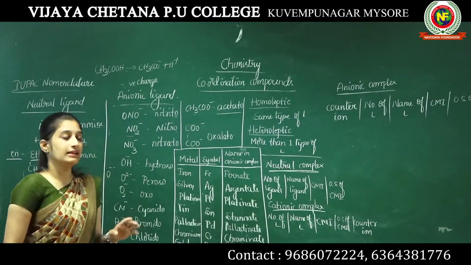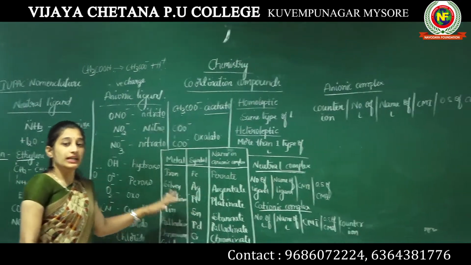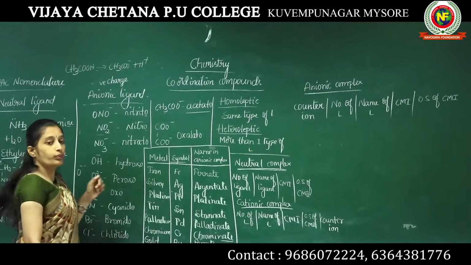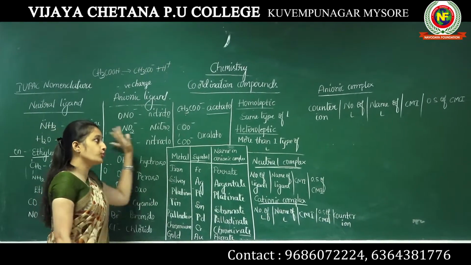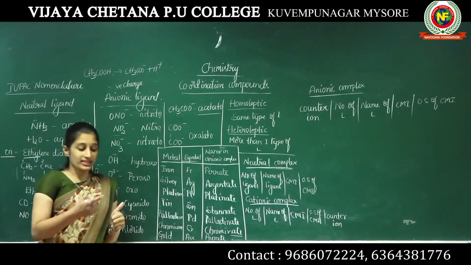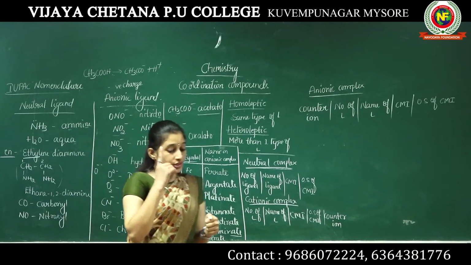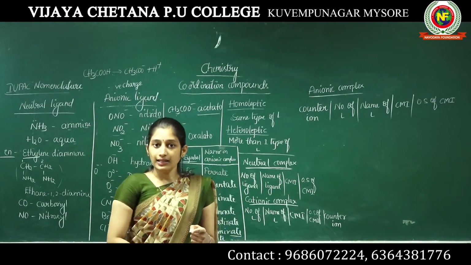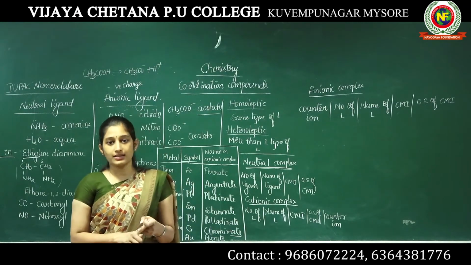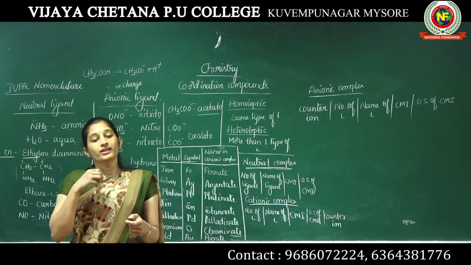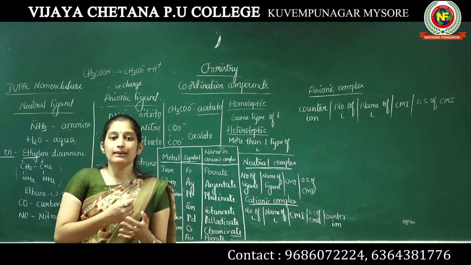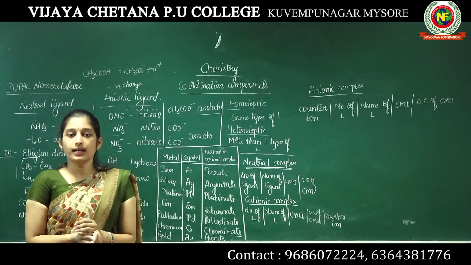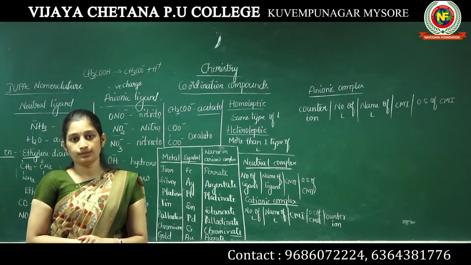Understood? This is clear now. In order to understand this IUPAC nomenclature, first you should know all those things. First, you should know which one is a neutral ligand and which one is an anionic ligand, or negatively charged ligand, and what name to give. A negatively charged ligand ends with O.